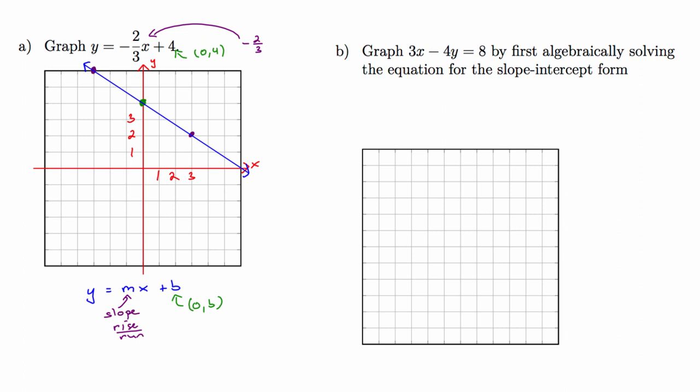In Part B, we also want to graph this equation using the slope-intercept form, but our first step is going to be to solve it for that form. So we'll begin by taking our equation, 3x minus 4y equals 8. The first thing we need to do to solve this for y is to subtract 3x from both sides. Subtracting 3x from both sides would give us negative 4y equals negative 3x plus 8. And then the final step is to divide everything on both sides of the equation by negative 4. That will leave us with y equals a positive 3/4 x minus 2.